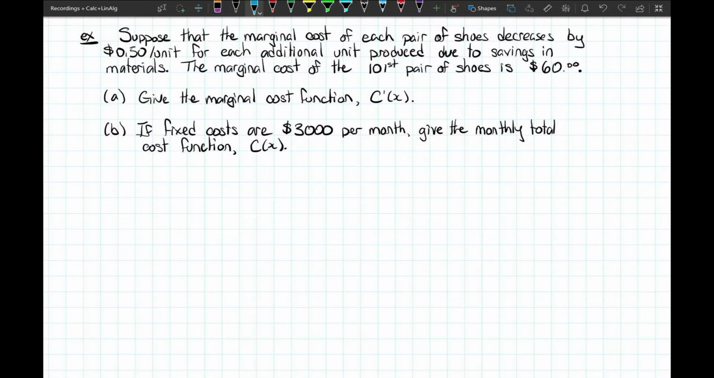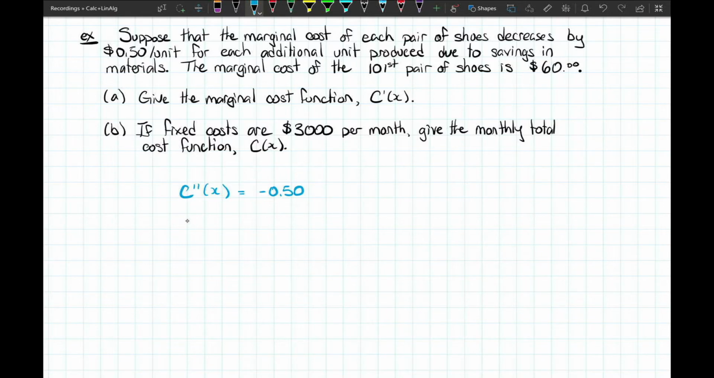Well, first of all, we know that marginal cost is decreasing by 50 cents per unit for each additional unit. And that is actually the rate at which marginal cost is changing. And when we think about the rate of change of marginal cost, that's the derivative of marginal cost. So really we know from our given information that c double prime of x is negative 0.5, since costs are decreasing by approximately 50 cents for each new pair of shoes. If we want to find the marginal cost function c prime, but we have the derivative of marginal cost, we need to look for an antiderivative.